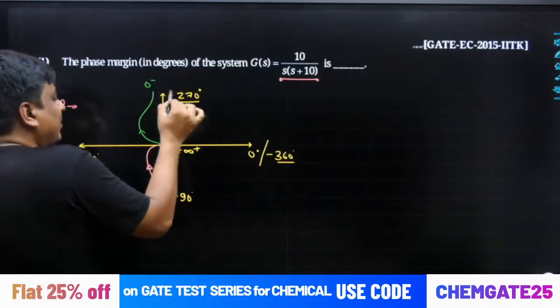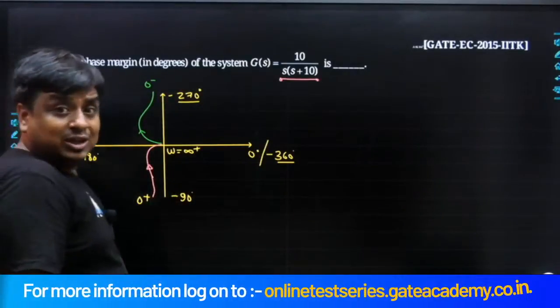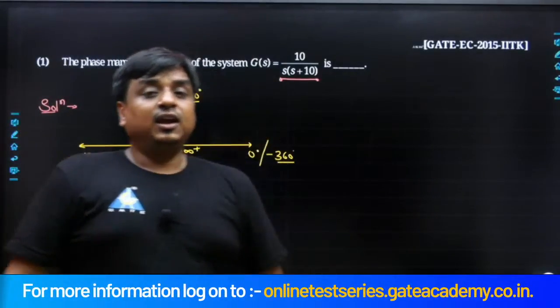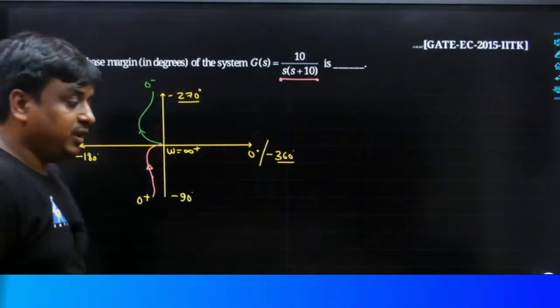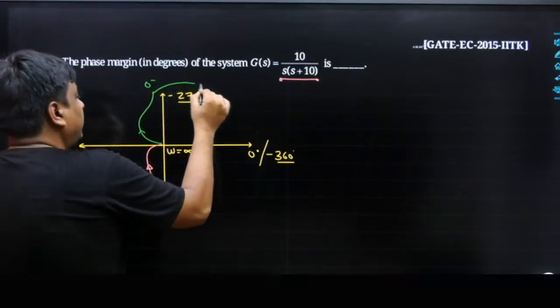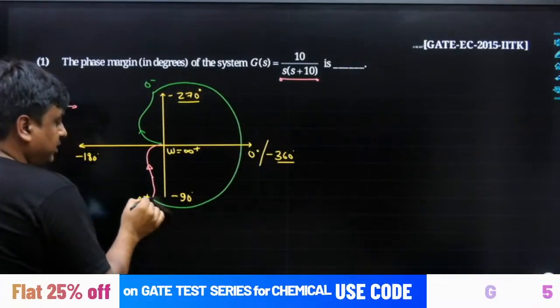May I know how 0 minus and 0 plus get connected? They are connected clockwise in direction, and at the same time they have to travel all the way 180 degrees.